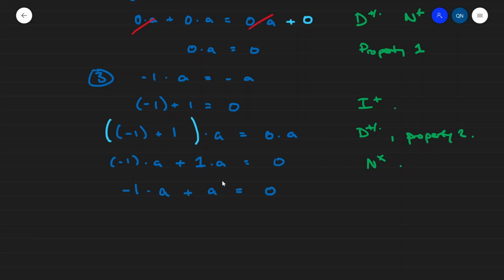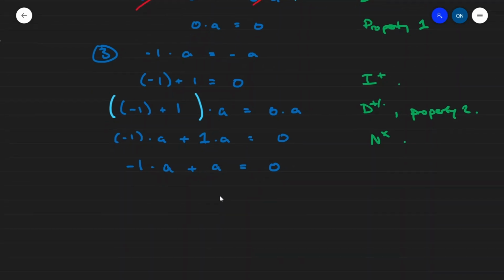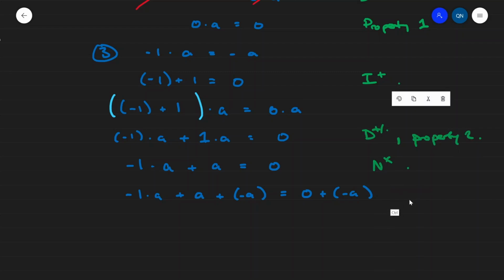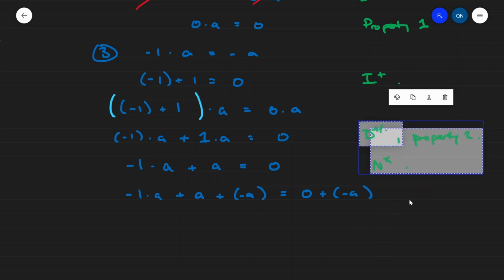But now what I need to do is bring this a onto the other side, and I can do so by adding its additive inverse on both sides. So we have negative 1 times a plus a, and I'm going to add the additive inverse of a. And on the right hand side, that should be 0 plus negative a. Here I'm not really using any axioms, I'm just doing an operation to both sides of the equation.